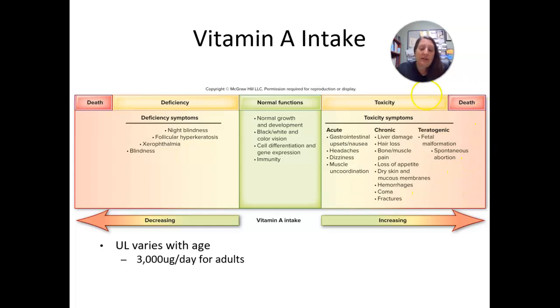And again, at the other end of the spectrum here, we also have death. So having too little or extreme deficiency or extreme high amounts, either way, either end of that spectrum can lead to death. And that is it for this part of the chapter. In the next part, we'll start to talk about vitamin D, our second fat-soluble vitamin.